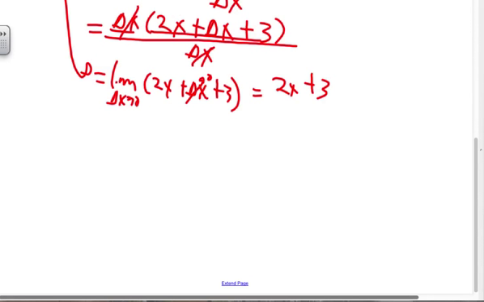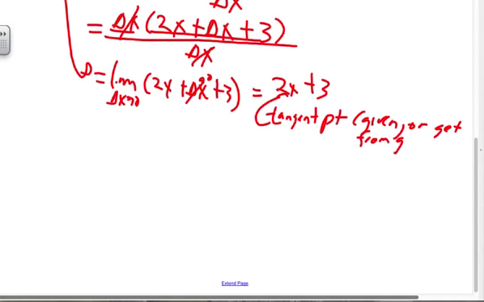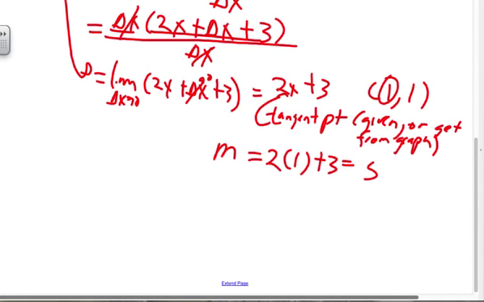Now, in order to find what the slope is, we need to know our tangent point. You plug that in up here. Tangent point will either be given or you have to get it from a graph. But somehow or other you need to find the tangent point. So we knew we were at (1, 1). There's my x, I plug it in. So slope is going to be equal to 2 times 1 plus 3, which is 5. So that's the slope of a line tangent at that point.